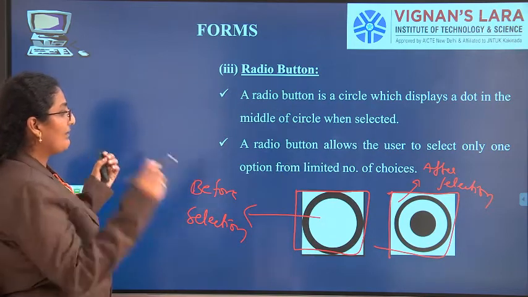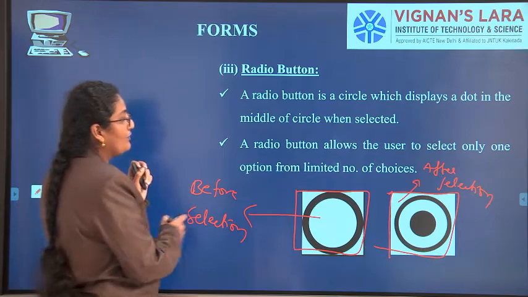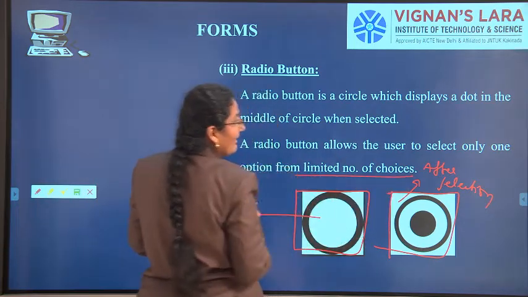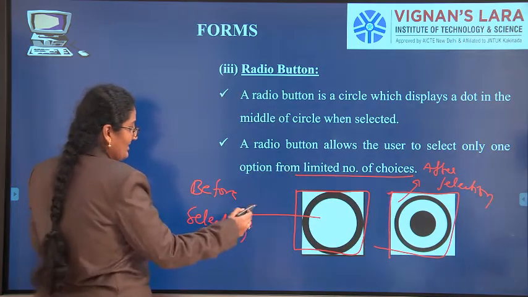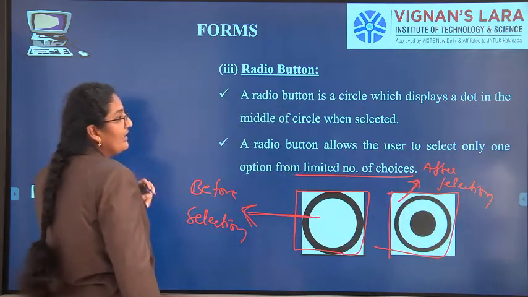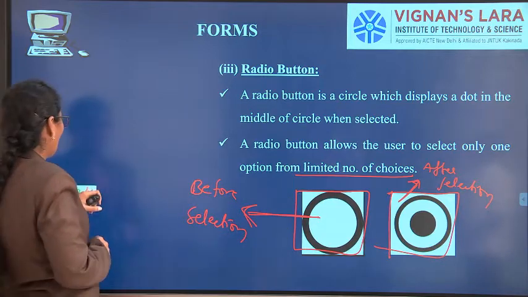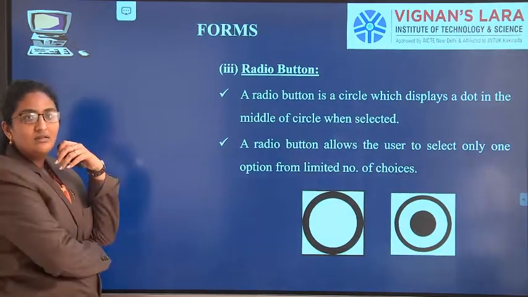A radio button is nothing but a dot and a circle, where you have a limited number of choices. This is the radio button before selection. This is the radio button after selection. So it has only a limited number of choices.